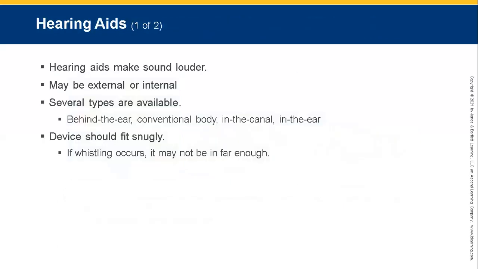Hearing aids. Hearing aids make sounds sound louder. They may be external or internal. Several types are available: behind the ear, conventional body, in the canal, in the ear. The device should fit snugly. If whistling occurs, it may not be in far enough.